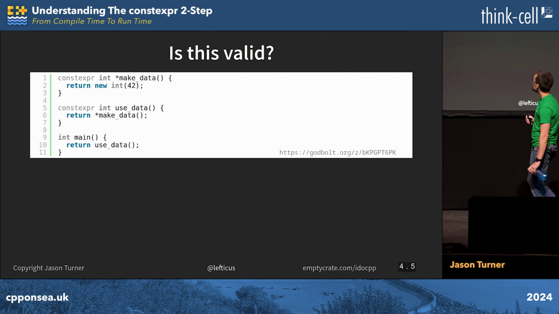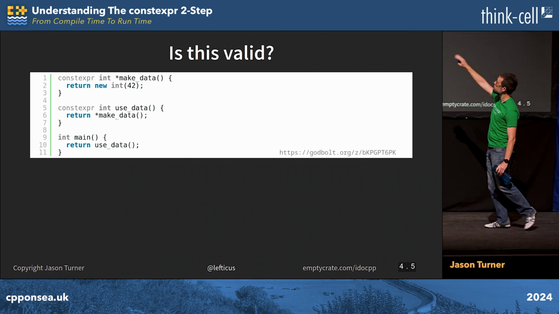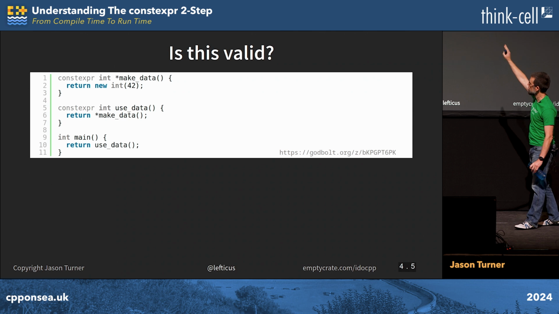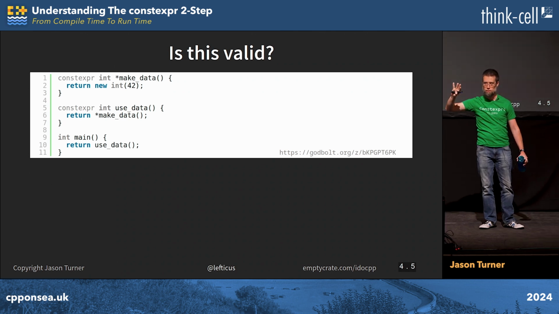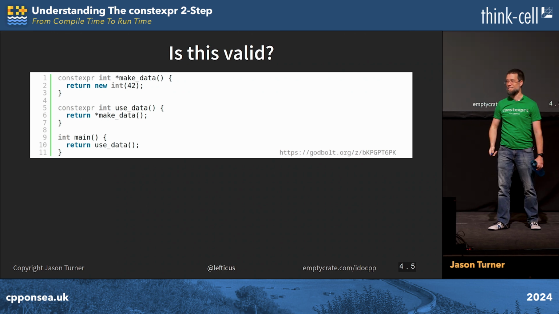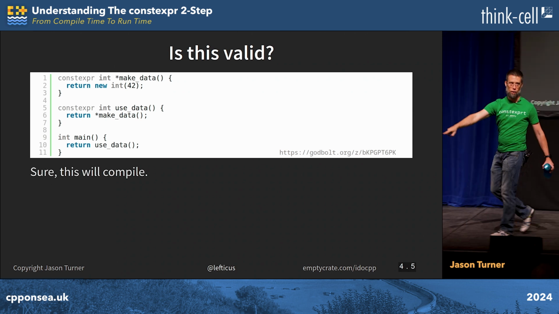Okay. Now I am actually calling this function. So main calls useData, which is a constexpr function, which calls makeData, which is a constexpr function that does this thing. Yeah, it's all good. The compiler likes this code.